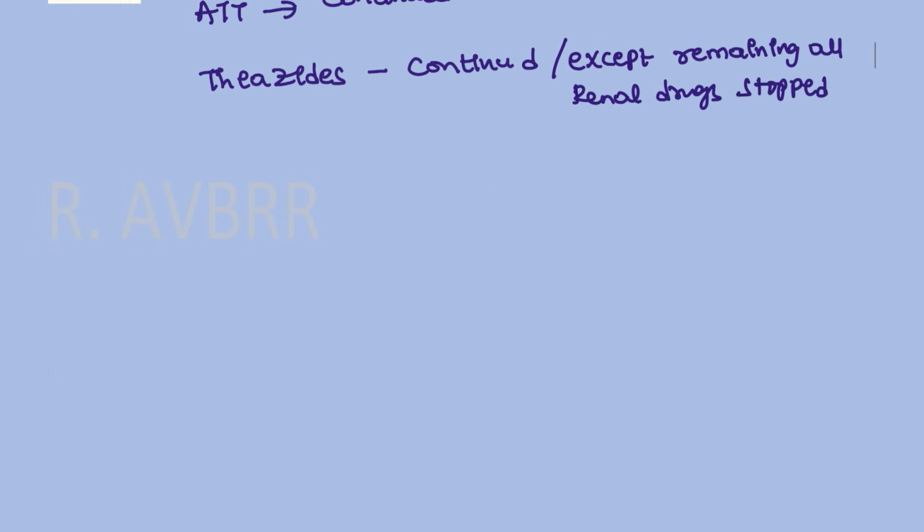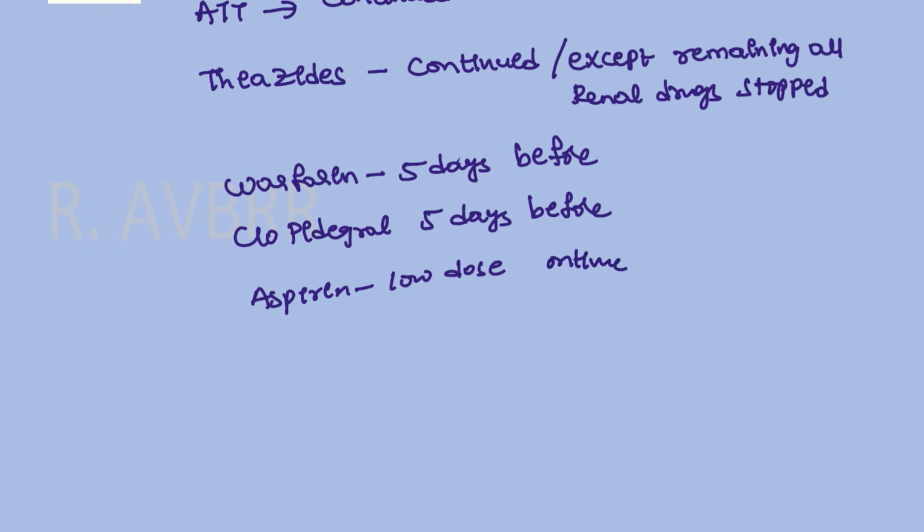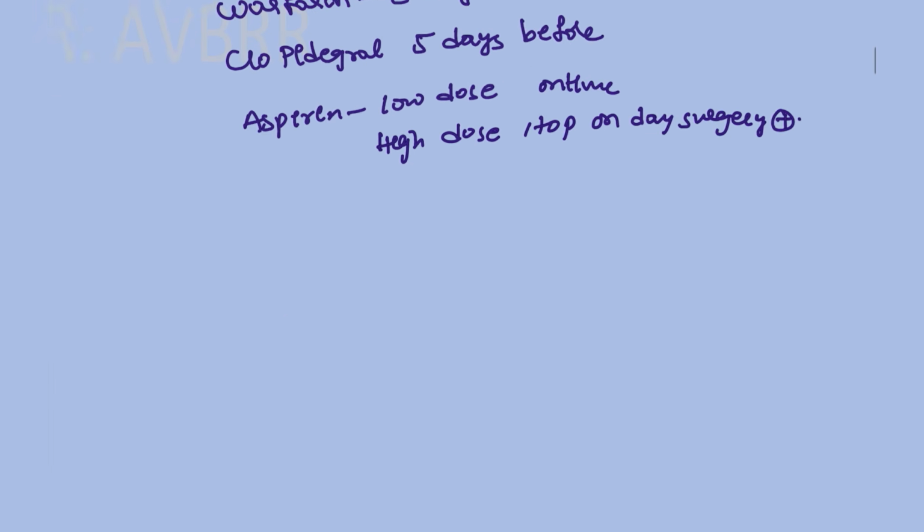Next important points are the anticoagulants. Warfarin is stopped 5 days before the surgery, same as clopidogrel. Clopidogrel is also stopped 5 days before. And aspirin, if it is a low dose, we can continue, and if it is a high dose, we have to stop on the day of surgery. These are the important points that you have to remember.